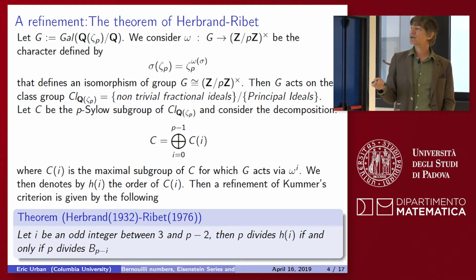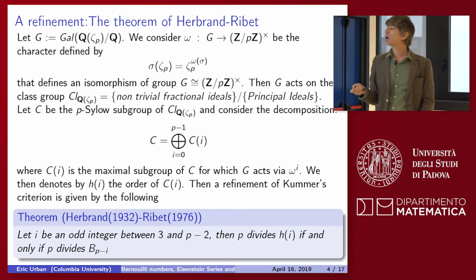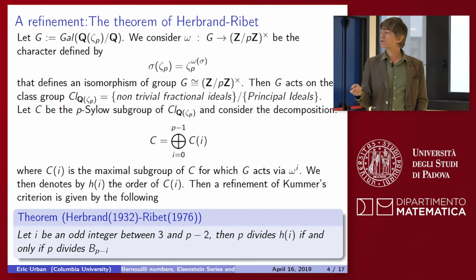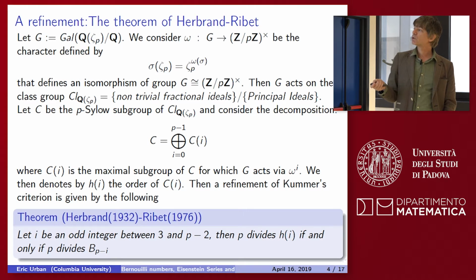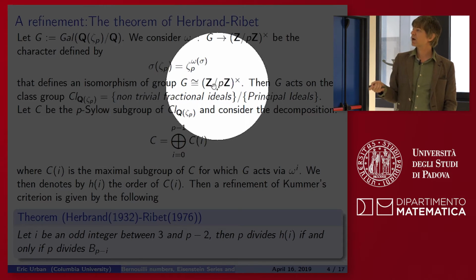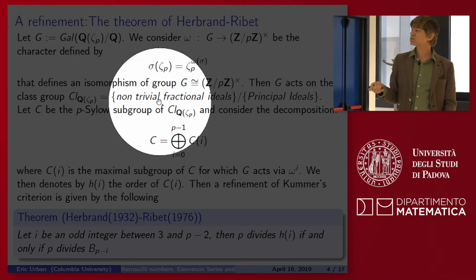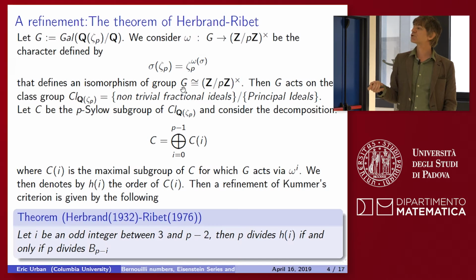So G acts on the class group of Q of theta p. The class group is something that measures the defect of the ring Z of theta p to be a principal domain. A principal domain is a domain where every ideal is principal. So you just look at the set of non-trivial fractional ideals. And a fractional ideal is just a finitely generated module inside Q of theta p, which we assume is non-trivial.